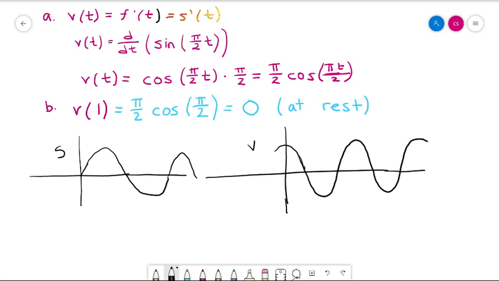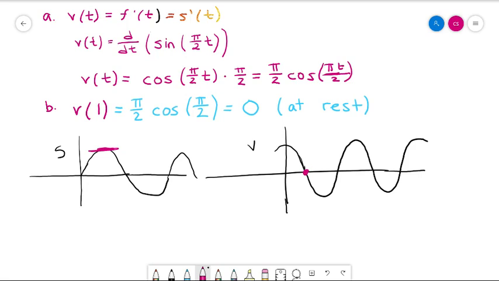So what happened is at this moment right here, after 1 second, our particle is at rest. There's no velocity right now. And then looking at our position function, normally no velocity happens when we change direction, right? When we're going one way and then we're changing directions. So we're probably at a peak at time equals 1.